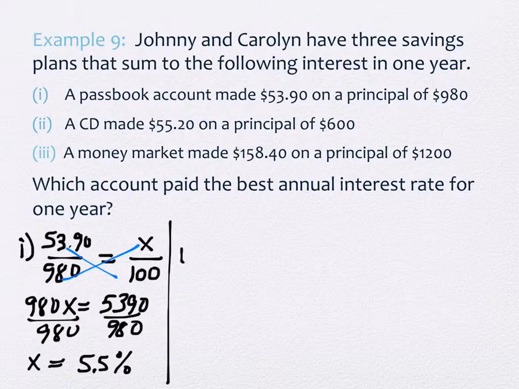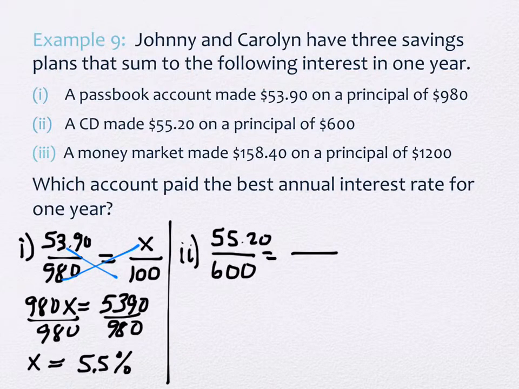CD. What will the proportion look like? Same thing. So what's going to go on top, Haley? 55. Good. Someone else, what's going to go on bottom? 600. And what's going to go on the right-hand side? X over 100. Exactly. We're going to cross multiply. We have 600x equals 5,520.